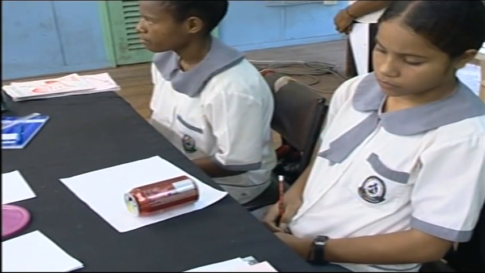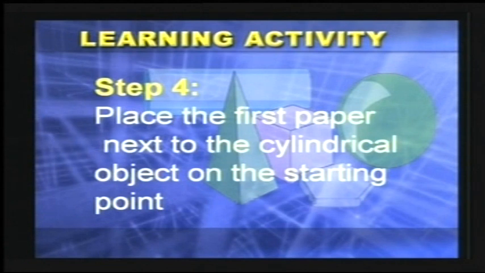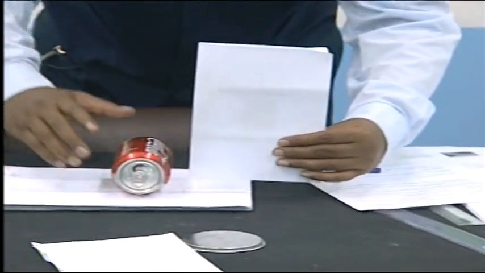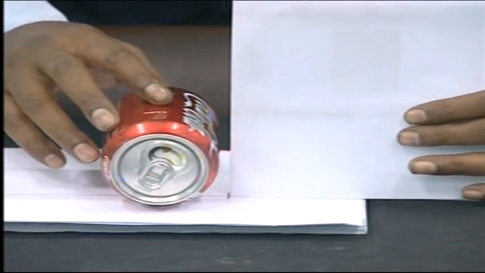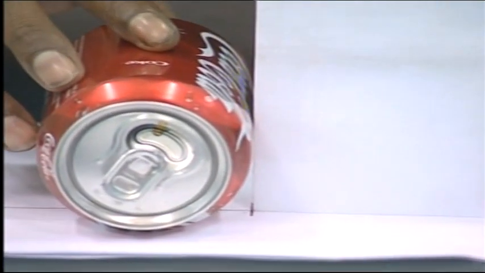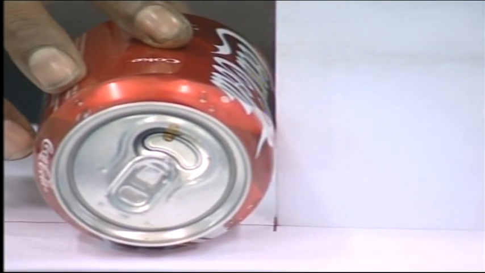Okay, next step. Place the first paper next to the cylindrical object on the starting point. Using those folded papers, you place the paper upright, standing it upright like that on the screen, next to the cylindrical object, but it must be on the starting point. So you pick up one piece of paper like this, you place it down where the starting point is, and make sure the can must be next to the paper, and it should be standing up like this, okay, on the starting point.